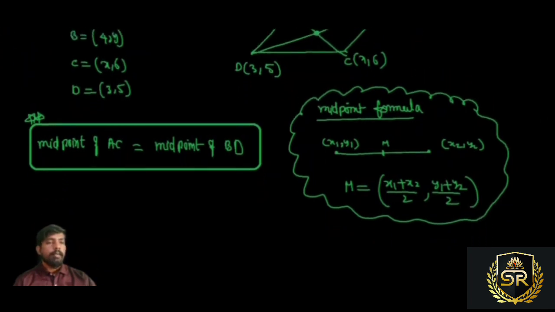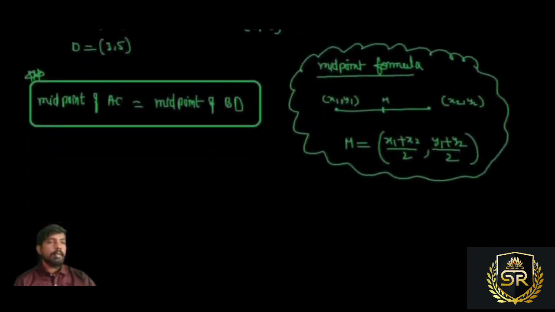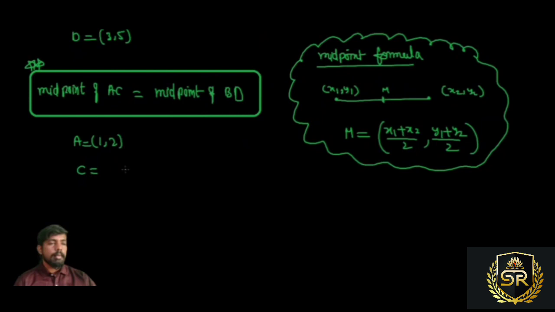Okay, so we will find AC first. A point is 1 comma 2. C point we consider, C is equal to x comma 6. So this is x1, let us say, and this is y1. x1 is equal to 1, y1 is equal to 2. Similarly, x2 is equal to x, y2 is equal to 6.